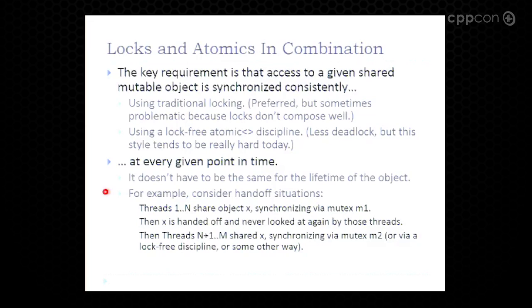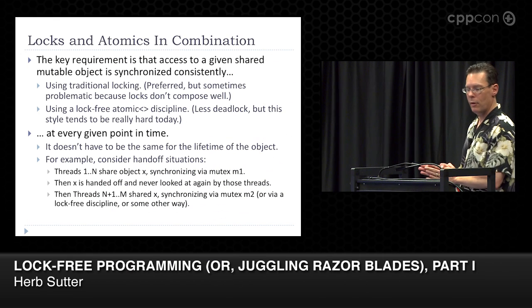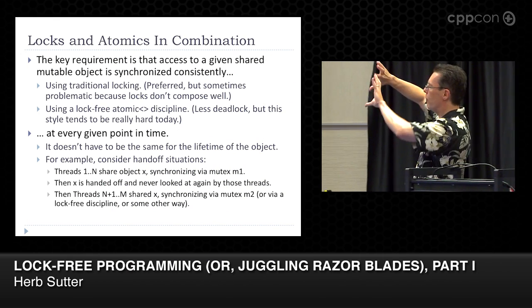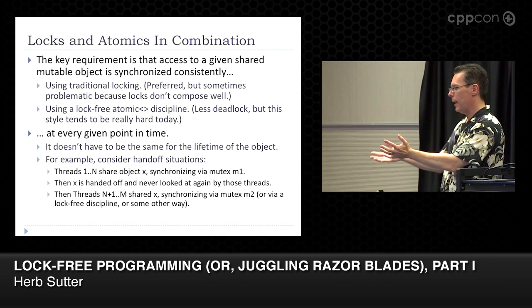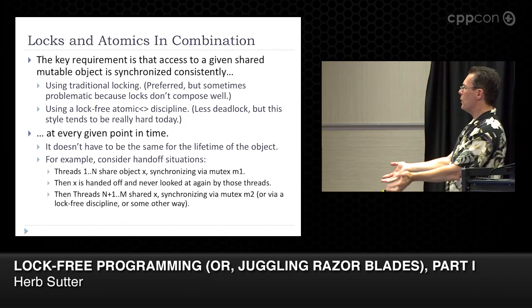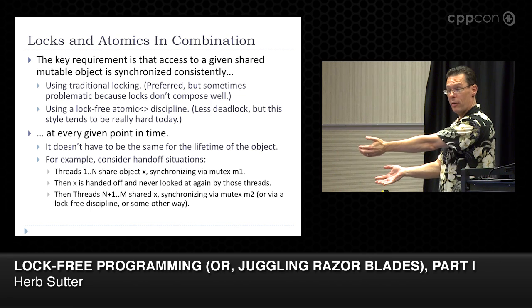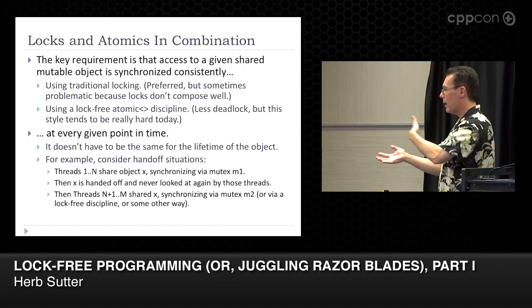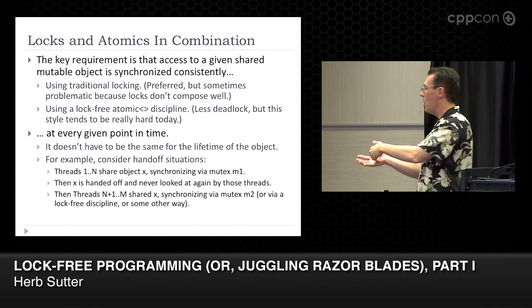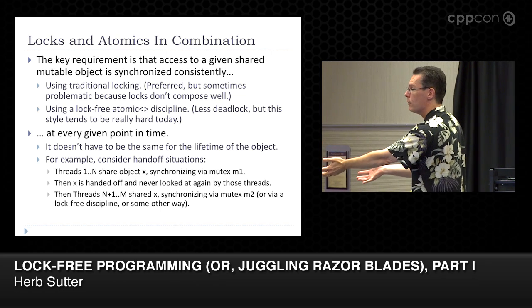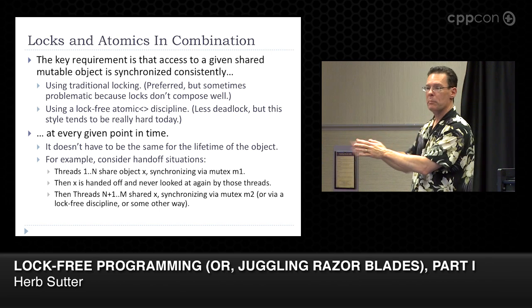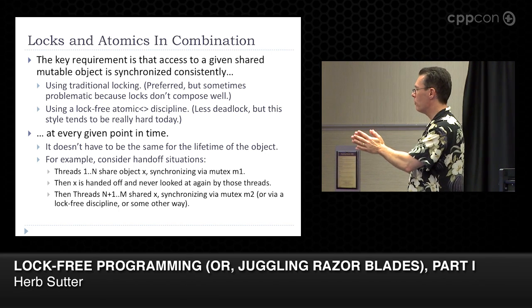The key requirement is not that you use the same kind of synchronization for every object, but that you do it at every given point in time. So for example, in a handoff situation, if for part of the object's lifetime, it's going to be owned by this subsystem, and it's going to be shared and mutable, well then you have to control access to it somehow. Maybe this subsystem uses a mutex. Perfectly fine choice. Maybe hopefully it's in a lock hierarchy and so forth.